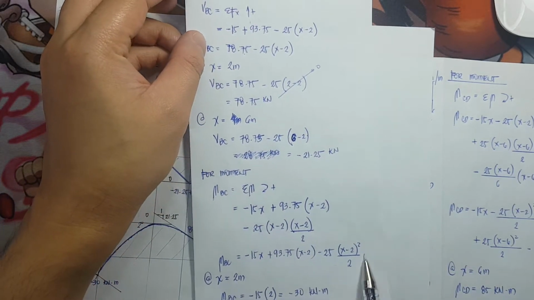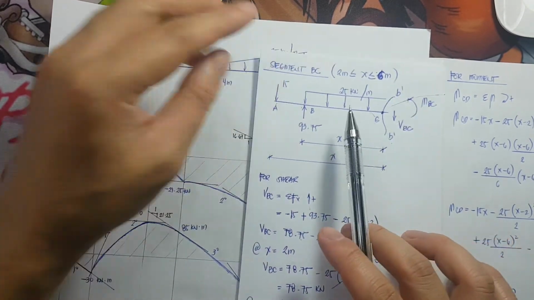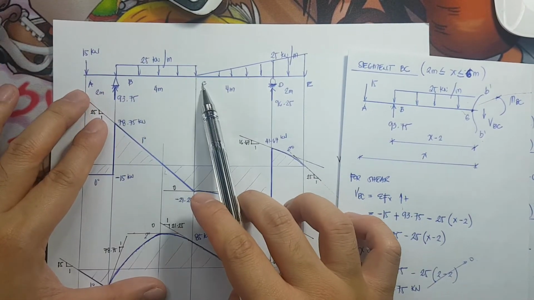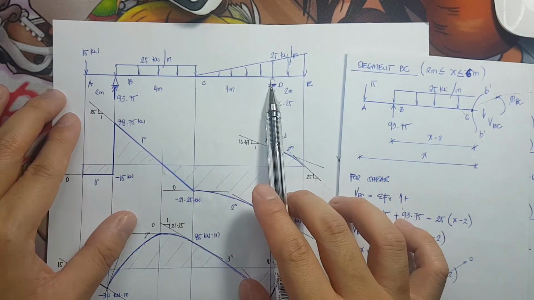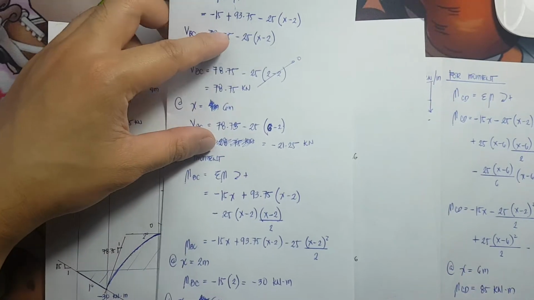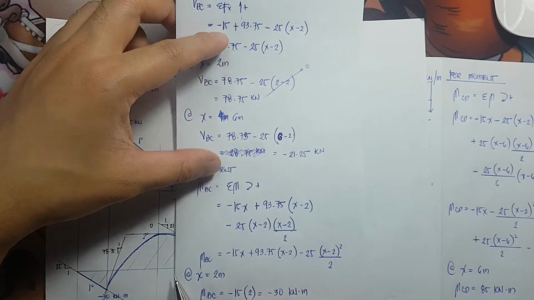Take note, this moment equation can only be used from segment B to C. Okay? From B to C. You cannot use it on A to B. You cannot use it on C to D. Okay? Next would be, let's substitute.